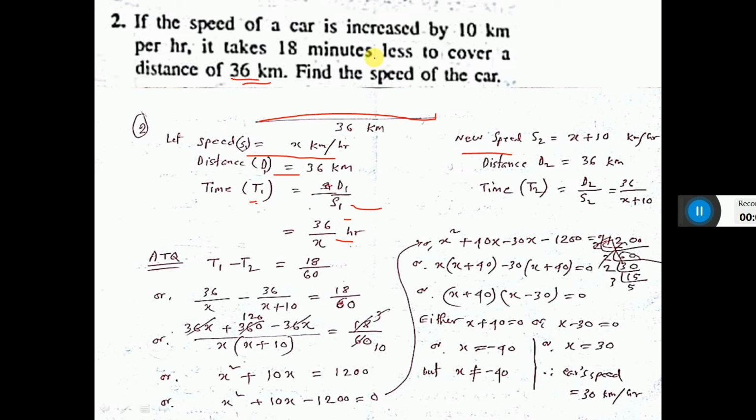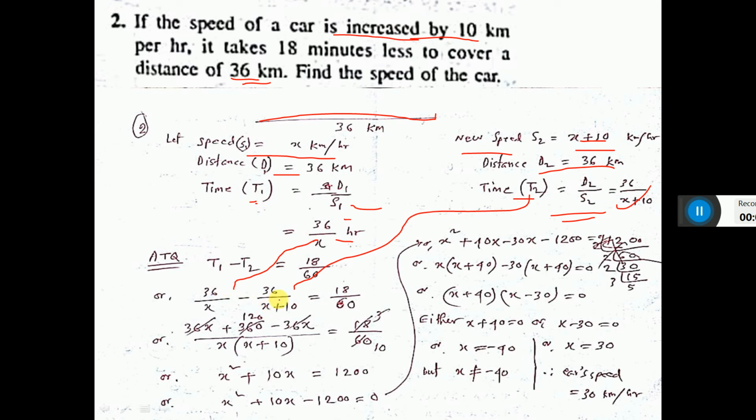Now the new speed: it is told the speed is increased by 10 km. So the new speed will be x plus 10 km per hour. Distance is the same, 36 km, and the new time I consider t2, that is distance by speed, 36 by x plus 10. So this time is more, sorry, this time is less. Speed increased means this time is less. So you subtract t1 minus t2, put the value of t1 and the value of t2 here, then you do LCM.